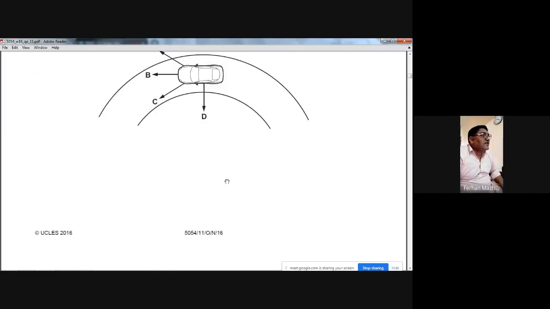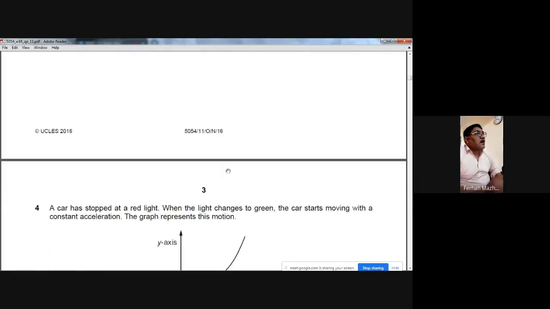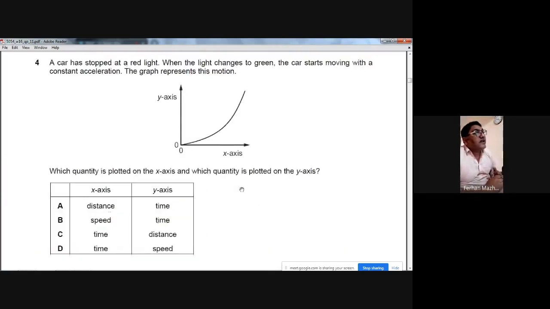Okay. The next question is question number 4. A car has stopped at a red light. When the light changes to green, the car starts moving with constant acceleration. Note down this word, constant acceleration. The graph represents this. It means the velocity is changing, but it's changing at a constant rate.